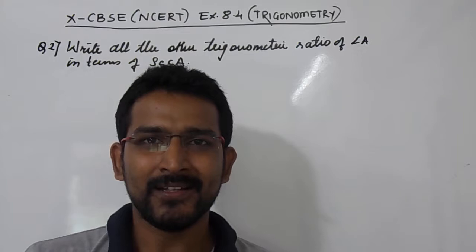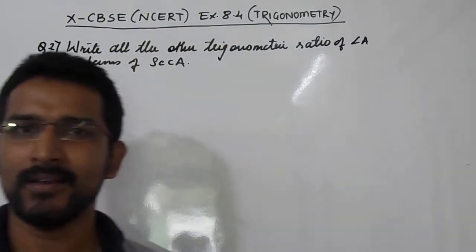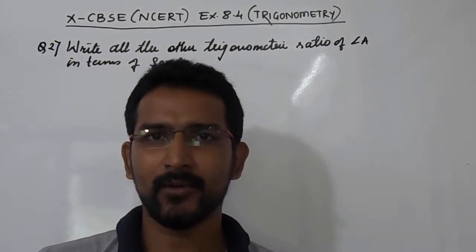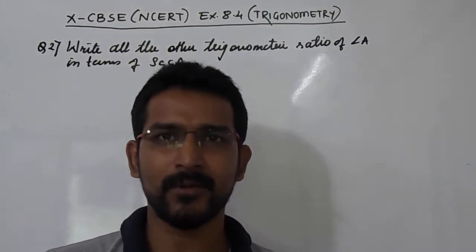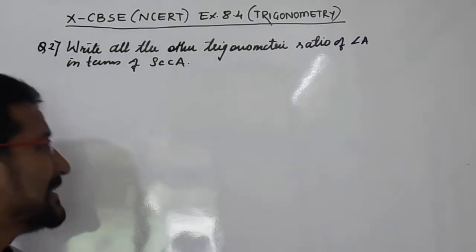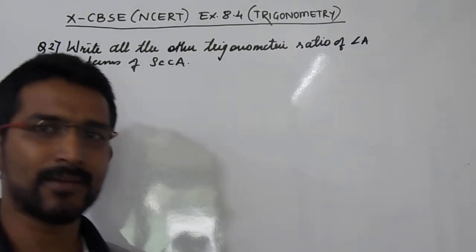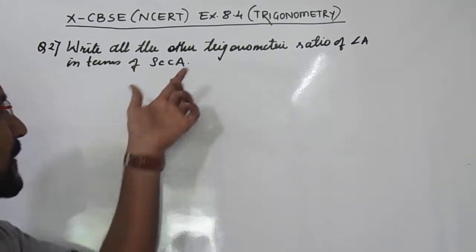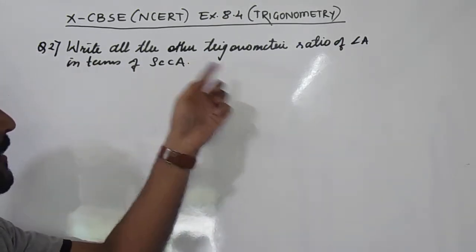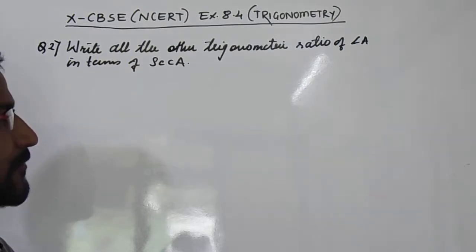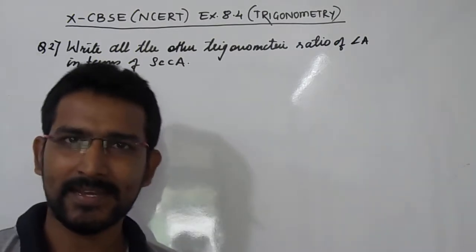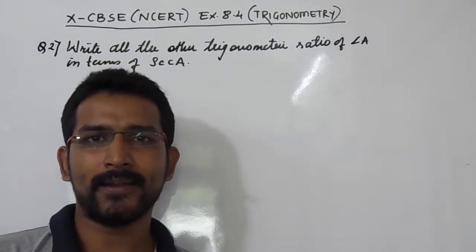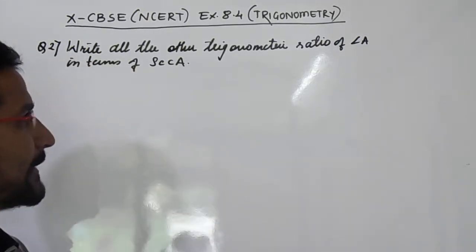Hello. So in the last session we have seen question number 1 of exercise 8.4 of trigonometry. Now we are going to see example number 2, that is question number 2. Question number 2 is the same as question number 1, where we have to express other trigonometric functions in terms of sec A. So write all other trigonometric ratios of angle A in terms of sec A. So we have to relate the different trigonometric functions in terms of sec A.